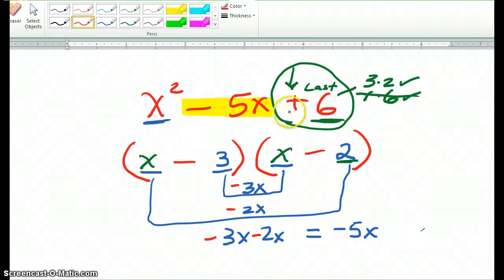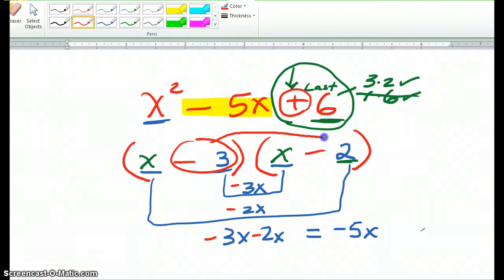Again, we have to go back and check the sign, make sure this sign is correct, so we get the last terms by multiplying the last. So negative 3 times negative 2 gives us positive 6. So that means, ta-da, we're done.